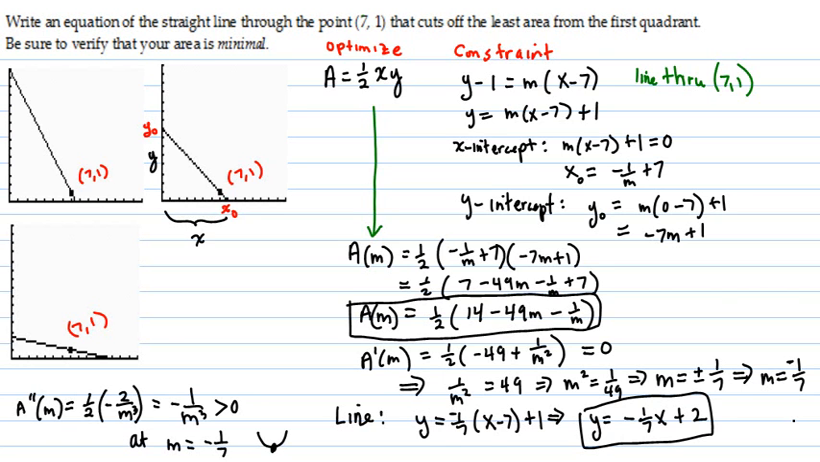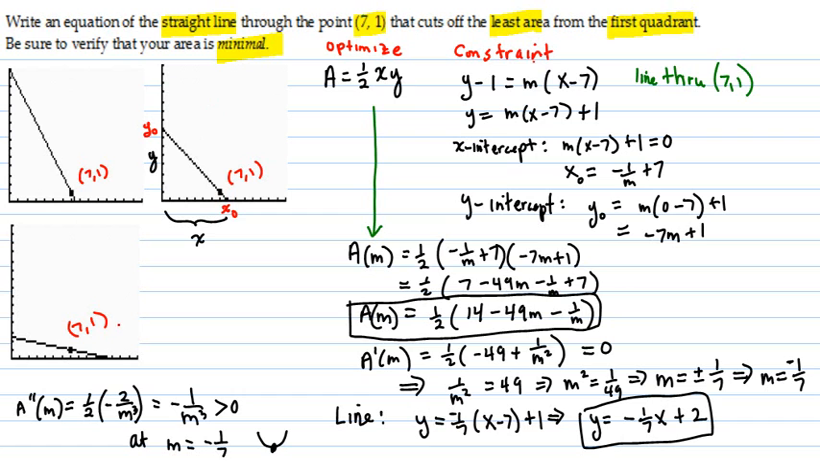This one is a very interesting one. It says to write an equation of the straight line through (7, 1) that cuts off the least area from the first quadrant and verify that it's minimal. Alright, so you think of what are you trying to optimize? The area.